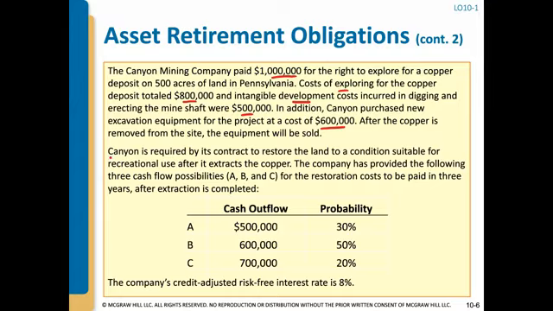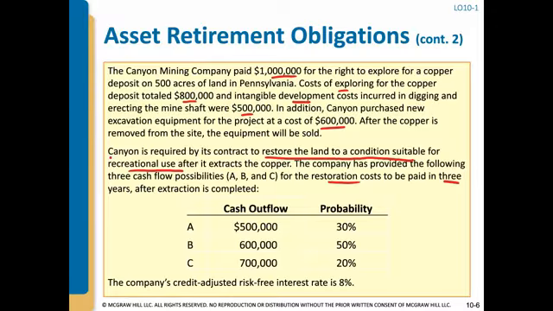After the copper is removed from the site, the equipment will be sold. Canyon is required by its contract to restore the land to a condition suitable for recreational use after it extracts the copper. The company has provided the following three cash flow possibilities for the restoration cost to be paid in 3 years after extraction is completed.